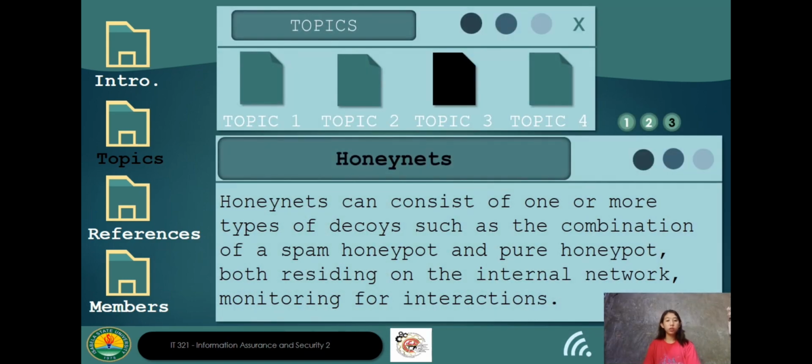So, proceed na tayo dito sa next, honeynets. Honeynets can consist of one or more types of decoy, such as the combination of spam honeypot and pure honeypot, both residing on the internal network, monitoring for interaction. So, ang sabi daw dito sa honeynets is, nagko-consist daw siya ng isa or madami pang type of decoy, such as combination ng spam honeypot and pure honeypot.